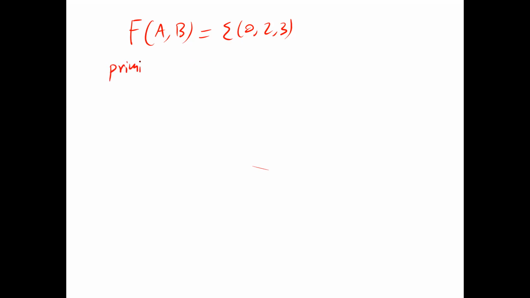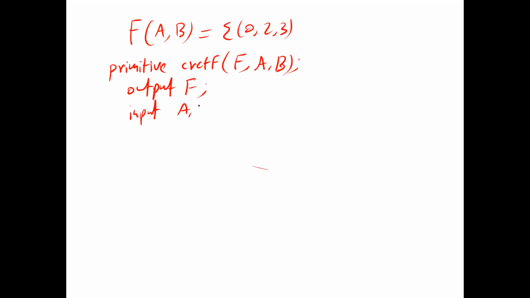So first we write primitive. Let's call it circuit f. First we list the output, which is f, and then the input is AB. Define output F, and we have input AB.